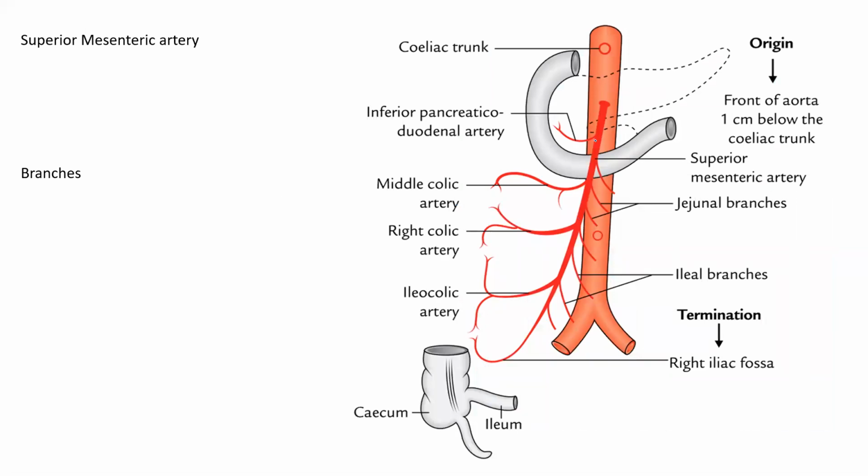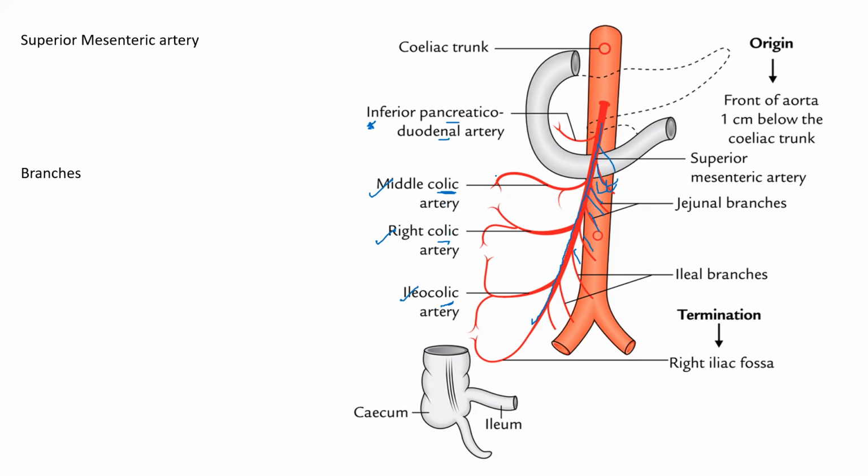Branches of superior mesenteric artery, to supply the structures derived from the midgut tube. So it needs to supply the duodenum and the pancreas, the inferior pancreaticoduodenal artery, and then it needs to supply the jejunum and ileum. So if this is the superior mesenteric artery, from the convex left side, branches will arise to supply the jejunum and ileum. And from the concave right aspect, branches will arise to supply the colon, the colic branches: the middle colic artery, the right colic artery, ileocolic artery.